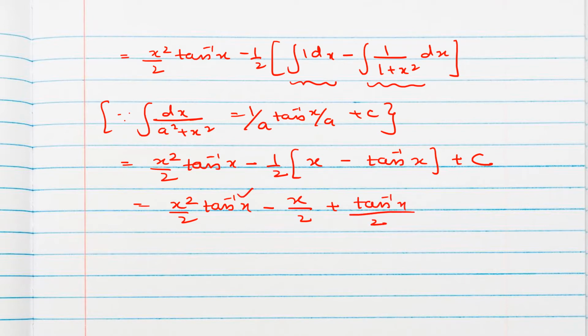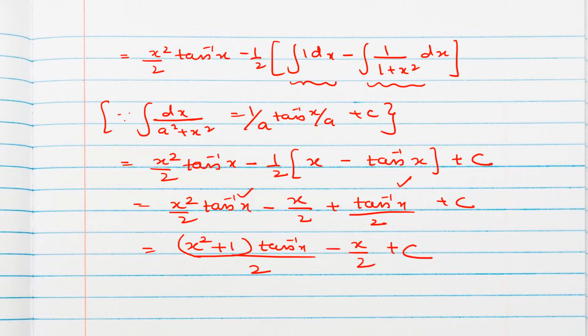So for this, since denominator is same, we can write together, that is x square plus 1 tan inverse x divided by 2. Okay, and minus x by 2 plus c.